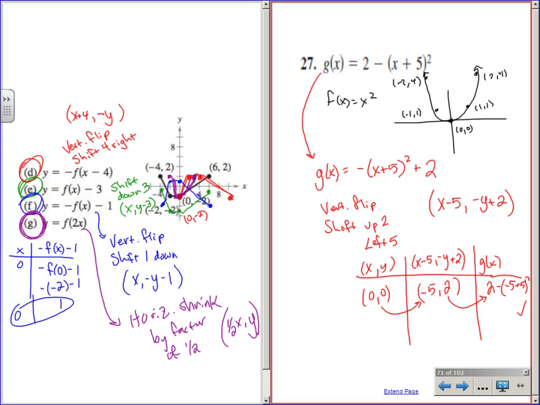So what do we do piece by piece? We shift to the left, 1, 2, 3, 4, 5. We flip the y, which doesn't go anywhere, and we go up 2. And we have our point right there. We could also go ahead and take this point, 1, 1. We shift to the left 5, which would be negative 4, 1. And then we have to flip the y, which would be negative 1, and add 2, which would be positive 1.